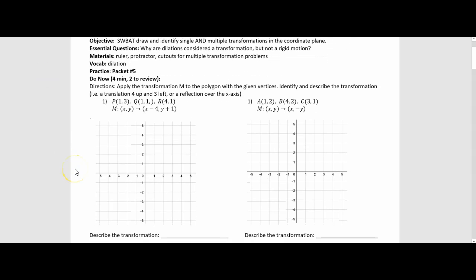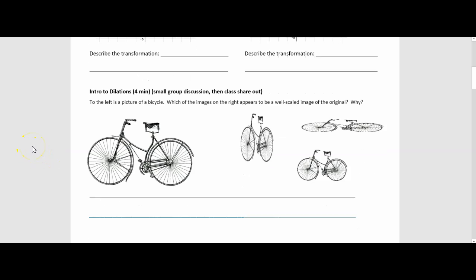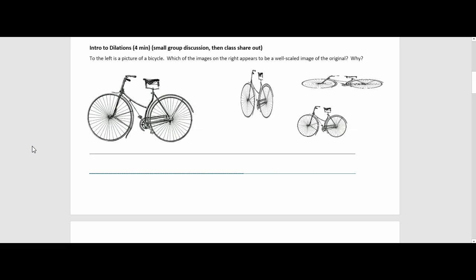We're going to skip the do now. That's a review on rigid motions, so you can do that on your own, but we'll get to it in class. And we're going to jump straight into dilations.